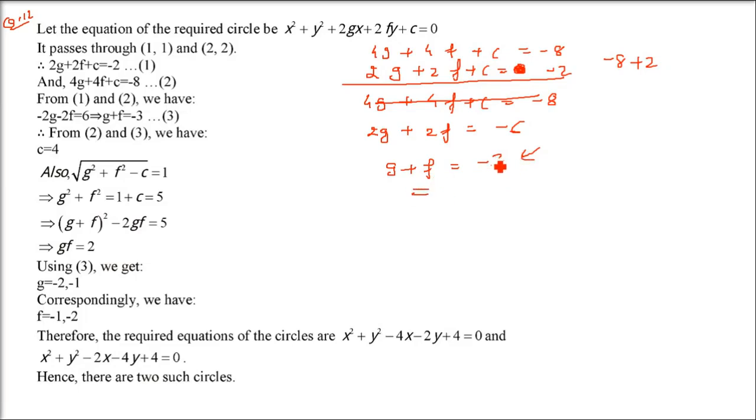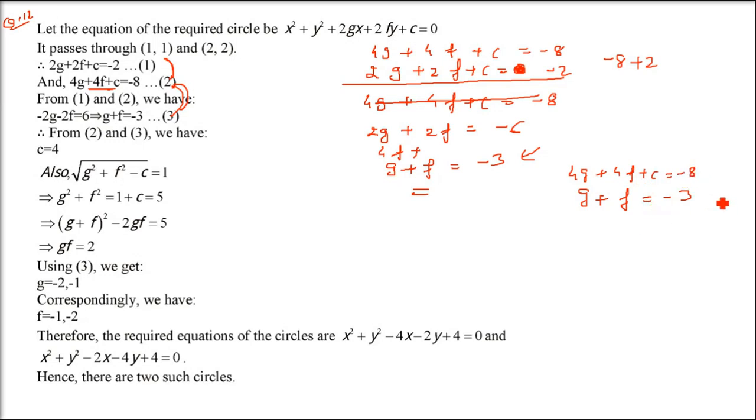So you have g plus f equals minus 3, and you put any of these equations, say 2g plus 2f plus c or any of these. That is g plus f equals minus 3. You can take any of the other equation. Say 4g plus 4f plus c equals minus 8. And you can take 4 common, g plus f you can directly put. Or you can solve by the method we generally know.